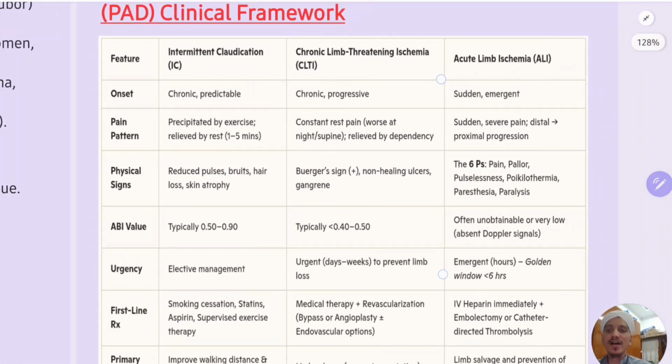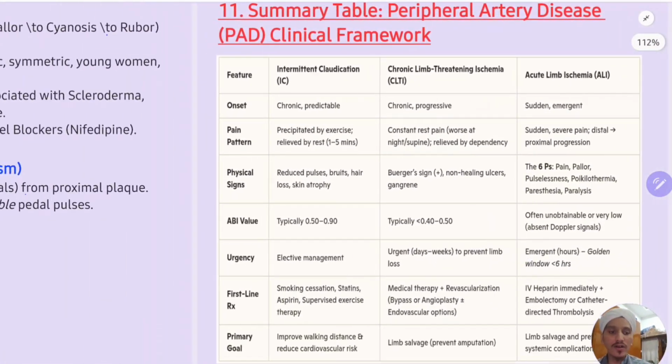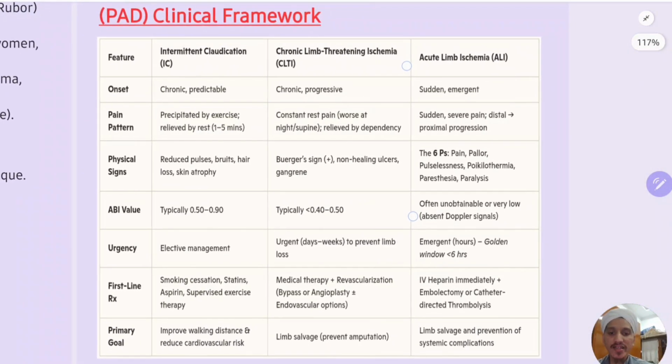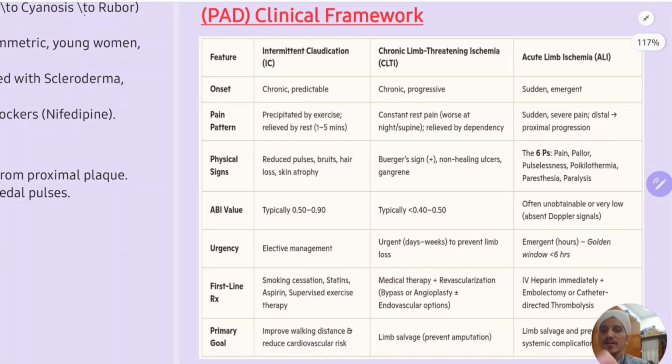So this is the summary of the whole topic of peripheral arterial disease. Onset: this is intermittent claudication, meaning chronic; this is critical limb ischemia, CLI; and this is acute limb ischemia. Onset is chronic and predictable. This is chronic and progressive, and this is sudden and emergent.